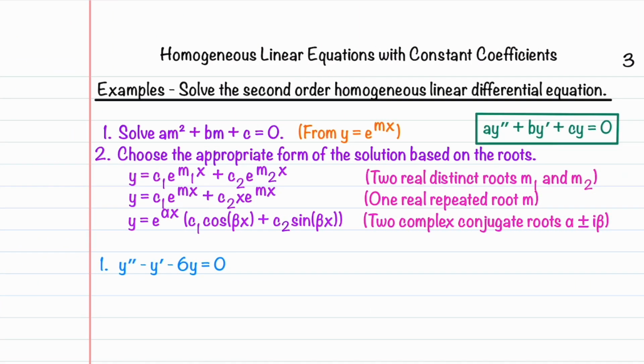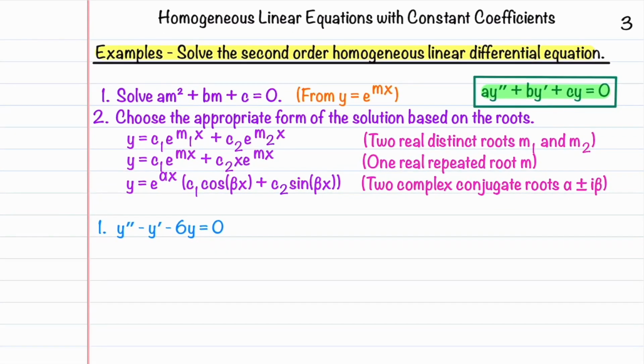We're going to walk through 3 examples where we're going to solve a second-order homogeneous linear differential equation. To make things easier, I've written down the general form for this equation over here on the right, and I've also written down the 2 steps that we can follow. Let's look at our first example. It is y double prime minus y prime minus 6y is equal to 0.